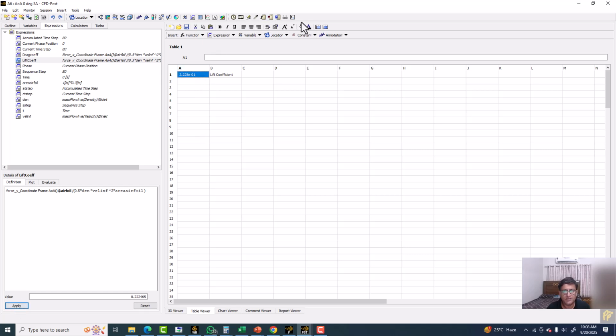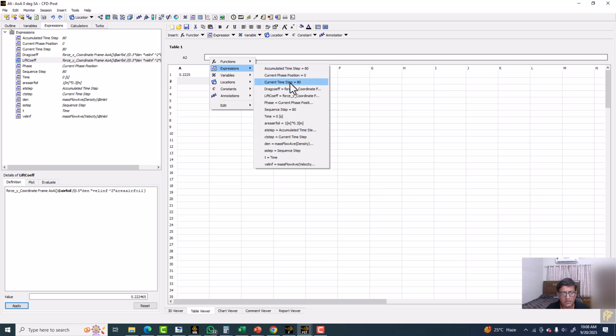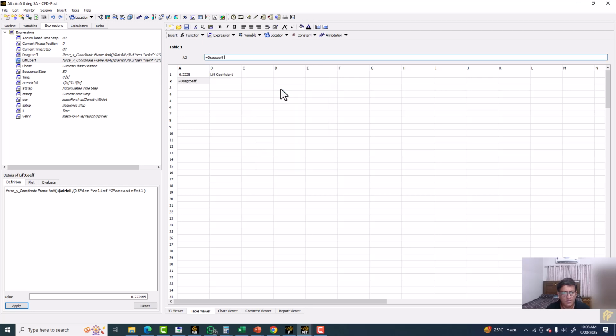Okay, and here you can change the units and make the units the simple fixed one, and maybe you can set the number of digits to 4. Okay, this is the lift coefficient, and the drag coefficient is going to be the drag coefficient expression.